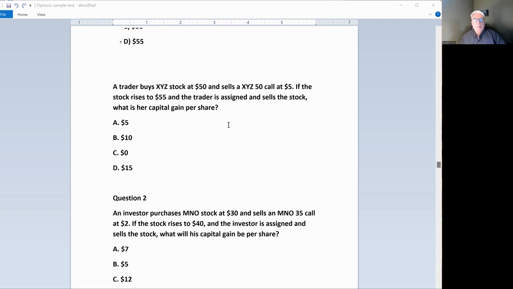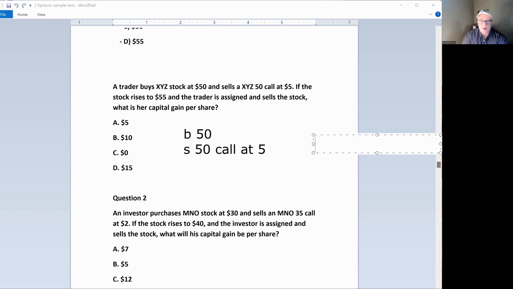Okay. Buy stock at 50, sell a call at 50. I'm not even going to do all of them. I'm just going to do this one because I know you guys know this, right? Buy at 50. And then you sell a 50 call at 5. So my break even is 45, right? Because I'm subtracting a buy and a sell. And I am bullish. And just so you get a little tease, the answer to this question is 10.